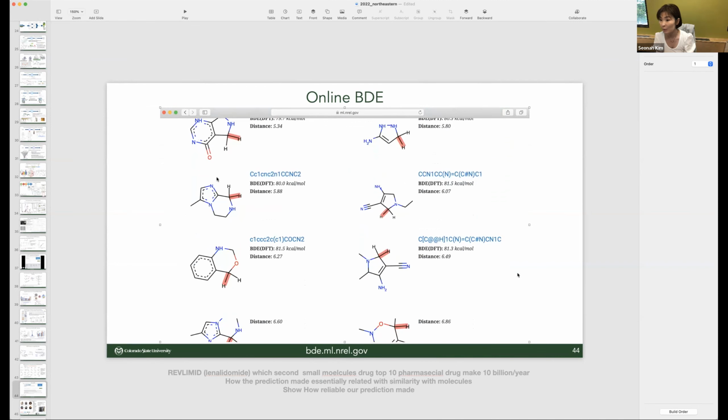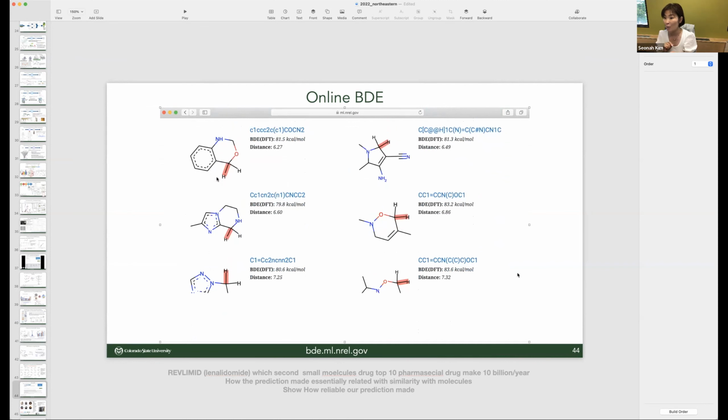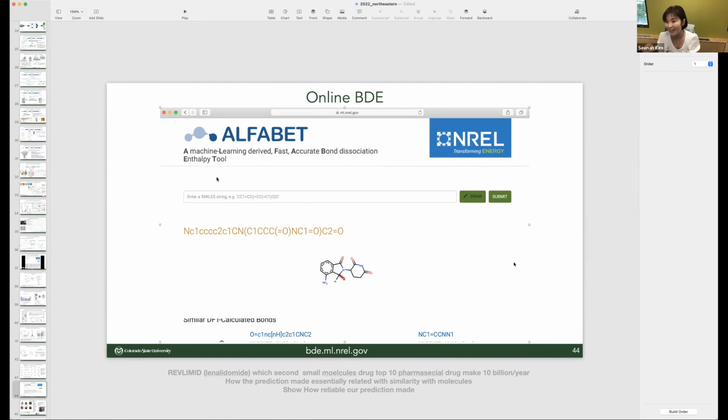Especially the experimental people really like this tool, because when they synthesize or propose a mechanism, which path they can go, they want to know about the weakest bond, right? So that is how they can come here and check. And then it will be helpful for them to propose their mechanism. So that is how we do it here. So that's the one example I want to share with you guys.